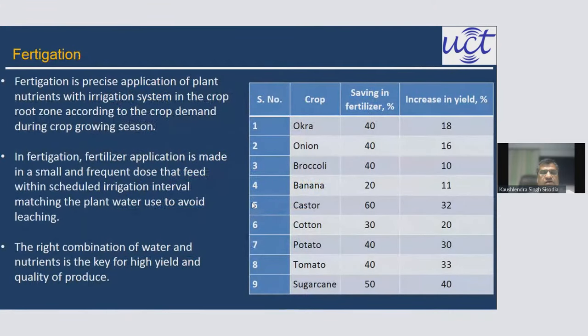And fertigation, as we discussed, is nowadays generally used along with irrigation so that we can have a controlled way of supplying fertilizers or nutrients to the crop. We can see that if we use fertigation, different crops are shown in the second column, and we can increase the yield. So if we use automation and fertigation, the yield can be improved and the productivity can be increased.